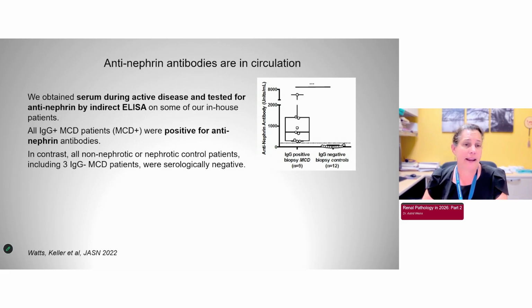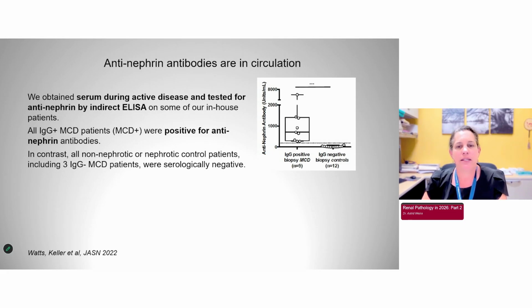So what we then did is we were looking for these anti-nephrin antibodies in circulation as well. We got serum from these patients from the same day or around the time of the biopsy, so we could correlate it with our biopsy findings. They were all in active disease, and we tested them for anti-nephrin by an indirect ELISA that we built in our lab. And we found that all of the IgG positive minimal change disease patients also had circulating antibodies against nephrin in their serum.